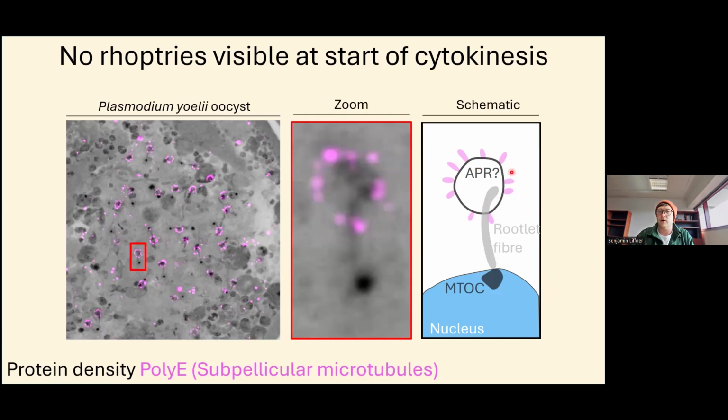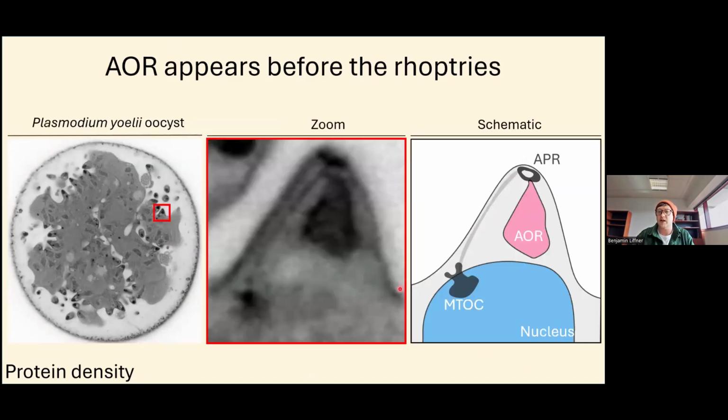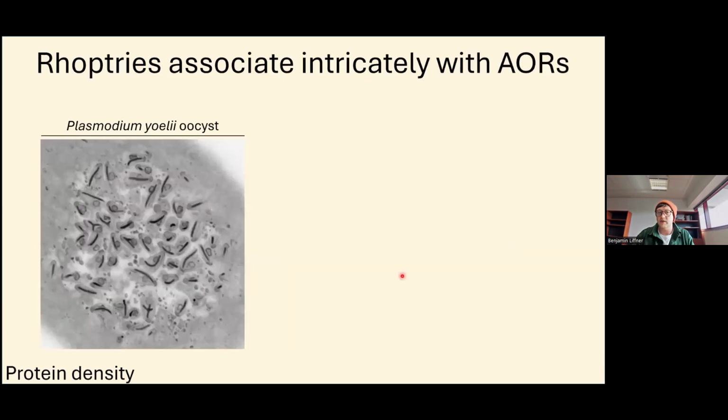Magenta is a marker for the subfollicular microtubules, which form the apical polar ring. And additionally, we can see this rootlet fiber connecting to the centriolar plaque in the nucleus that I mentioned before. So at this stage, it's fairly clear, at least by protein density, that we can't see any rhoptries. Moving into a parasite that's a little bit older, we start to see some recognizable structures. If I zoom in on this forming head here, we can clearly see that apical polar ring now. And we think that this structure here is an AOR and not a true rhoptry. So this is early rhoptry development.